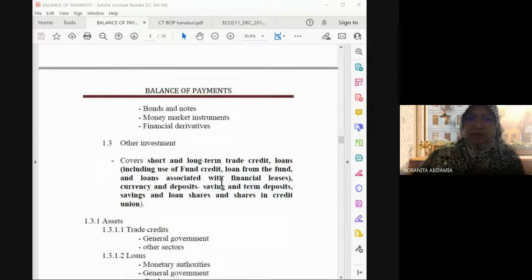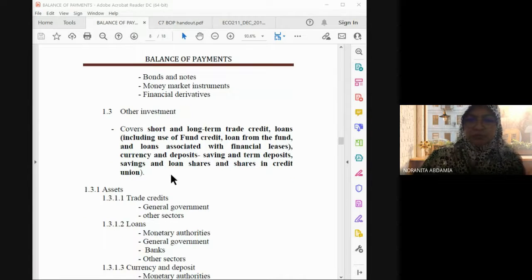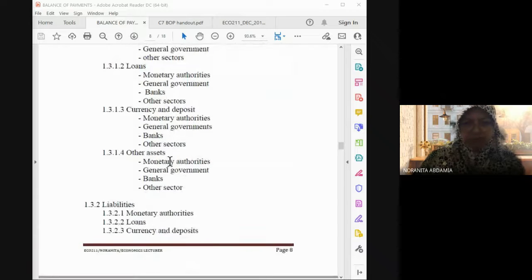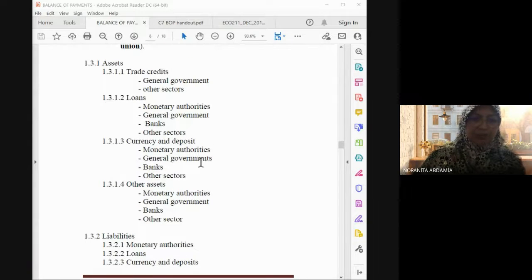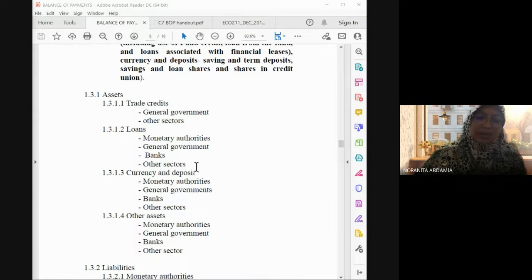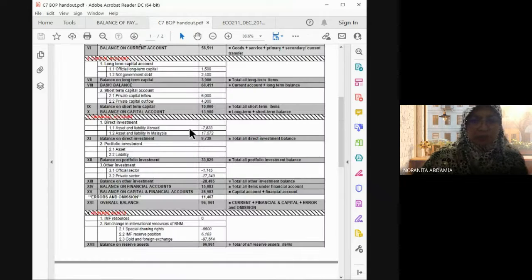Okay, and other investment, which covers short and long-term trade credit, loans including use of fund credit, loans from the fund, loans associated with financial lease, currency deposit, savings and term deposit, and so on. Even though it looks like a lot, seriously not a single one has ever come out. That's why I'm not so stressed about this. Whatever I give, I already simplified in the BOP in my handout. This always comes out, and some items rarely come out. So do not worry about that.